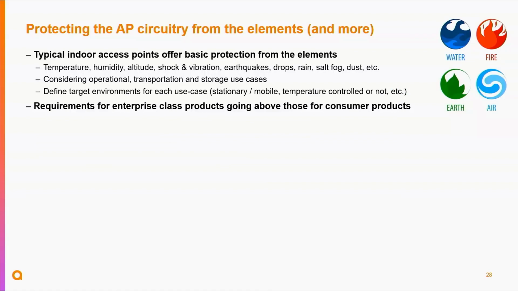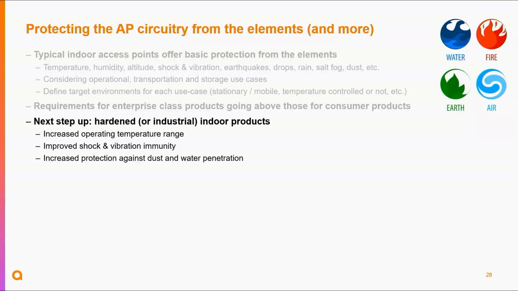Of course, protection from the elements, not to be confused with the element. For enterprise products, the requirements are a lot more strict or more aggressive than for a typical consumer product. We test up to 50 Celsius, we do earthquake tests, we do a lot of other testing. But the next step up from an enterprise-grade indoor AP would be our hardened or industrial AP.